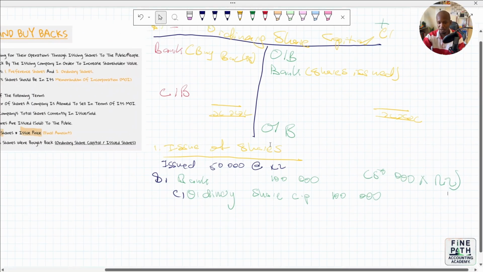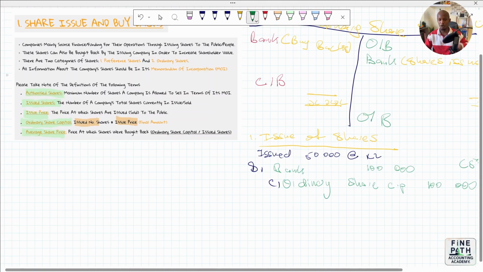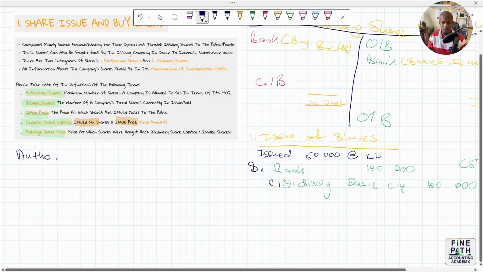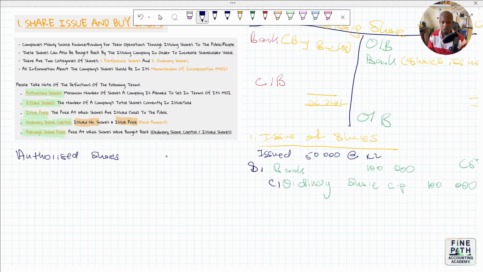And then the last thing that I want us to look at in terms of the issue of shares is the notes, which is the same concept as the reconciliation of balances that we dealt with under our elements of accounting. So the ordinary share capital note would look something like this. At the beginning, we would have our authorized shares there. So let's say our authorized shares, we have 100,000 shares. So that's the number of shares.